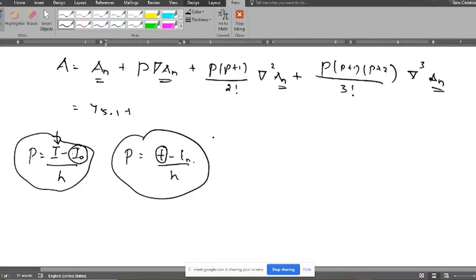So what's the value of p? P is equal to t minus tn divided by h. What's the value of t, the value we need to find? 9. So 9 minus what's the last value? tn is 11. 9 minus 11 divided by 3, which is the common difference here. So the value is minus 2 by 3. So p is minus 2 by 3.